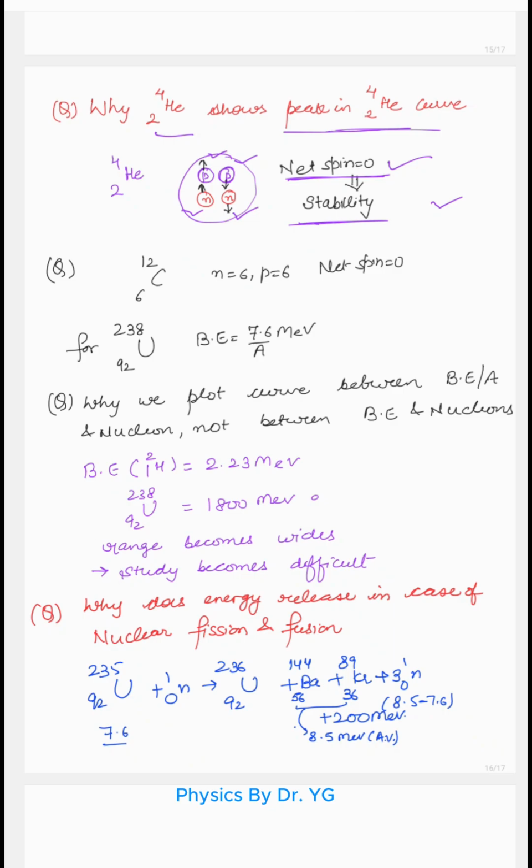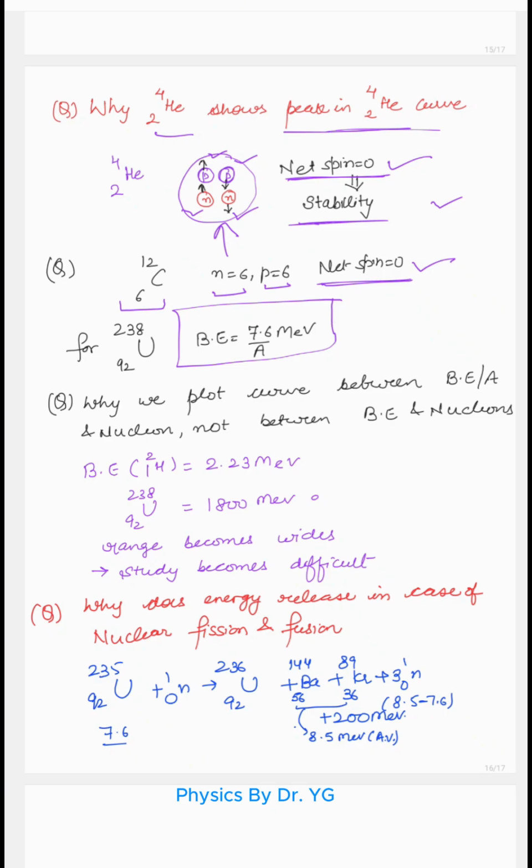Second, in the case of carbon, the number of neutrons is 6 and the number of protons is also 6. Similar to helium, the net spin in this case is also 0, which leads to stability. For the case of uranium, it is 7.6 MeV. This is again for the net spin equal to 0.